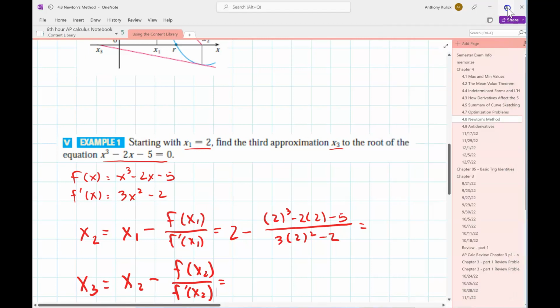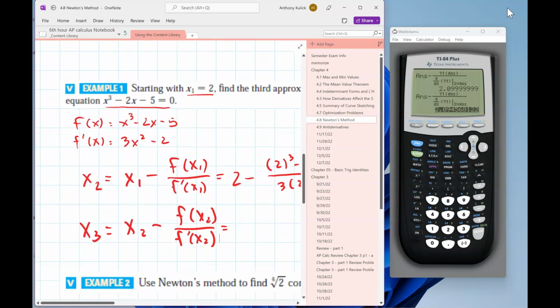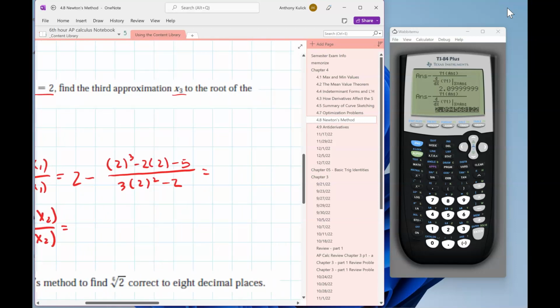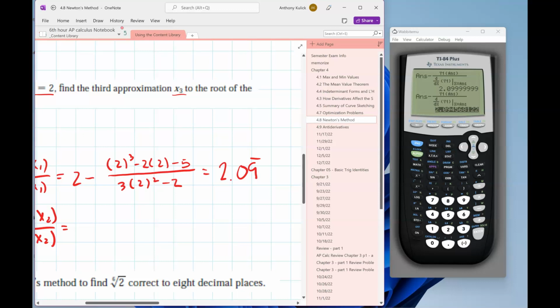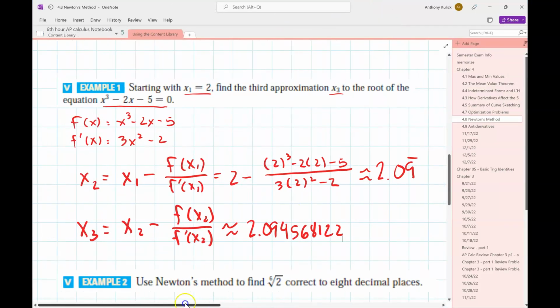You know why? Because Mr. Kulik remembers when he was a student how big of a pain in the butt this was when you had to plug all these numbers in and keep all of these decimal places. Like you had to write down all the decimal places and type all the decimal places in. It was such an unbelievable nightmare. And this makes the process so much easier. Do you love it? I love it.